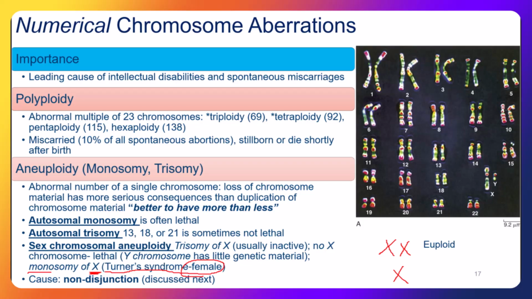Another example would be, let's say you have a male. This is what should be normal, but instead they're missing the X and all they have is a Y. Remember, the Y has very little genetic information. And so because of this would be considered lethal. The underlying cause of most numerical chromosomal aberrations, such as the ones that were described, is non-disjunction, which will be talked about next, and this occurs during meiosis.